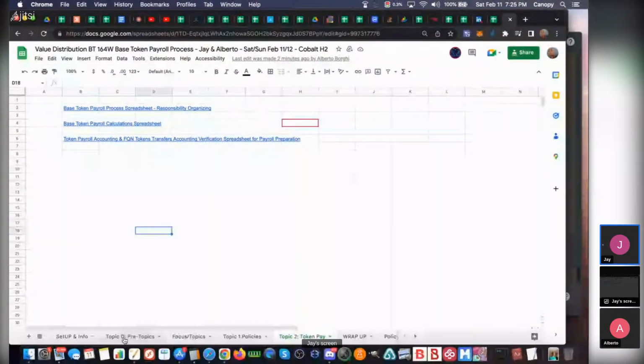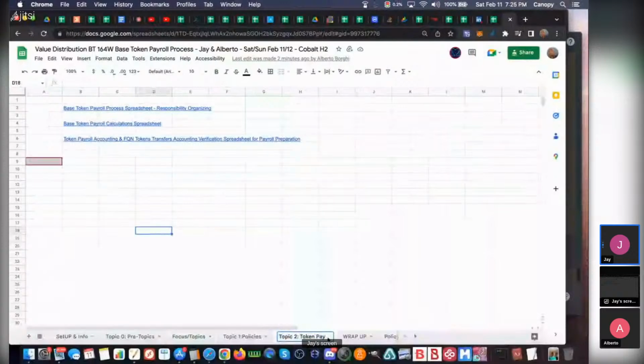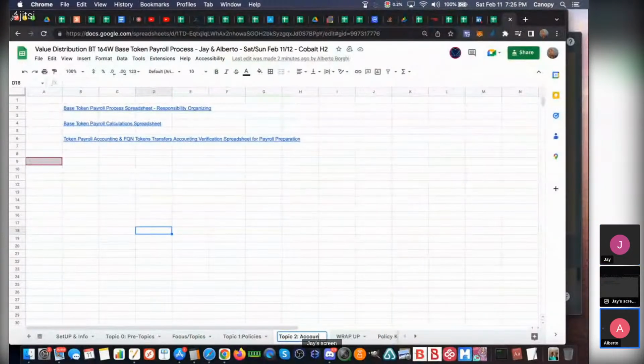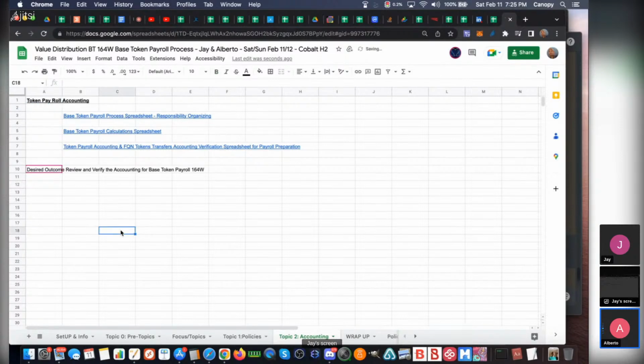So the desired outcome here is to review and verify the possible changes. So this is the accounting. Topic 2 is accounting. Exactly. Accounting for base token payroll 164. Okay, so let me get here the token payroll accounting line 7. It's the spreadsheet. I'm going to get the information.